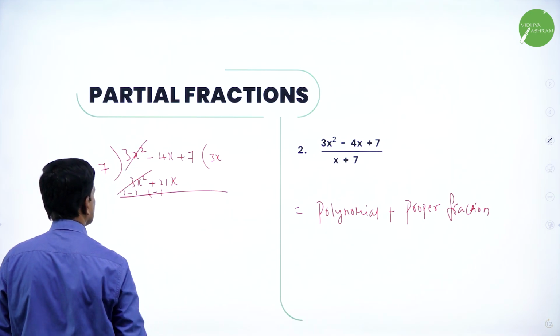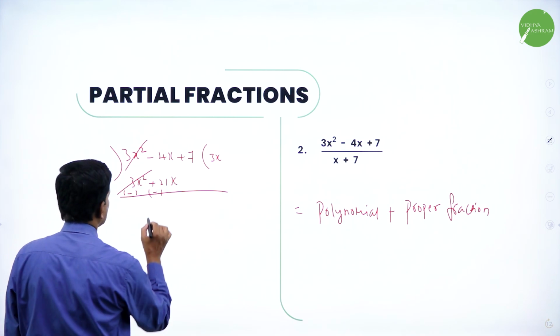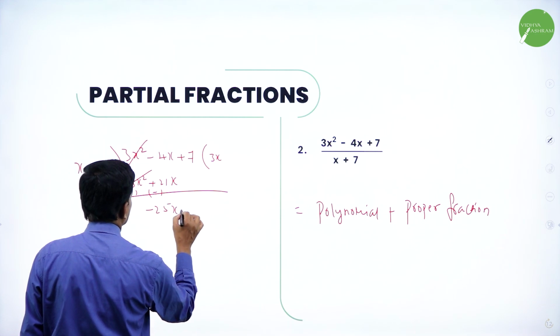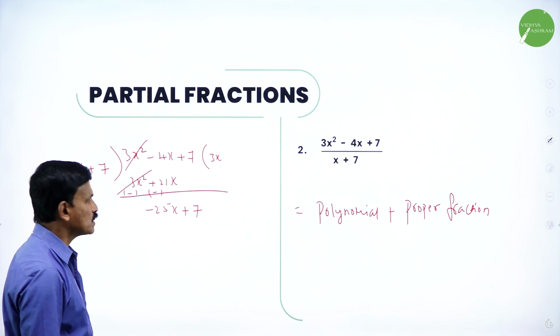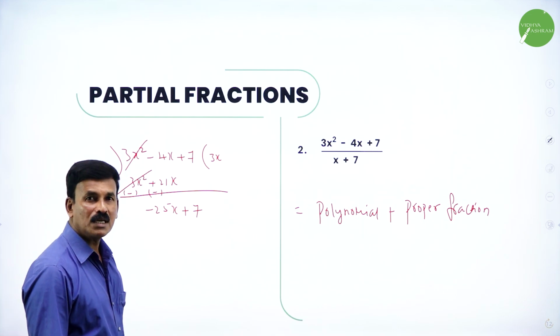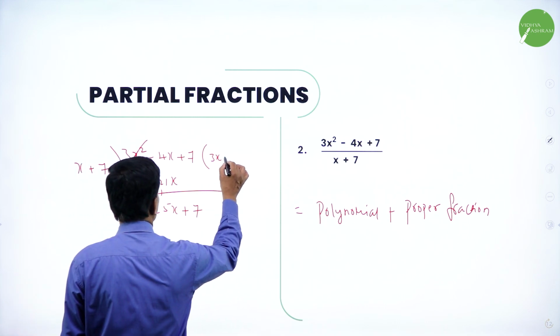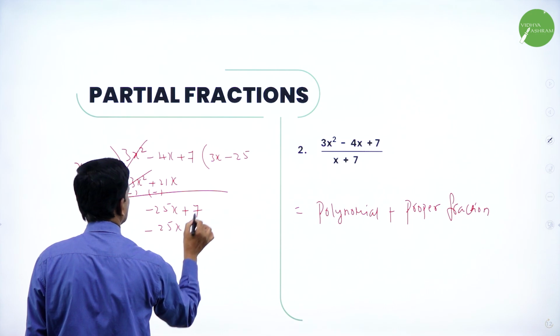Plus 3x square minus 3x square gets cancelled. Minus 21 minus 4 is minus 25x, and this plus 7 as it is. Minus 25x plus 7. So if you want, you can divide again, simplify this. Now just multiply by minus 25. So minus 25 into x is minus 25x.